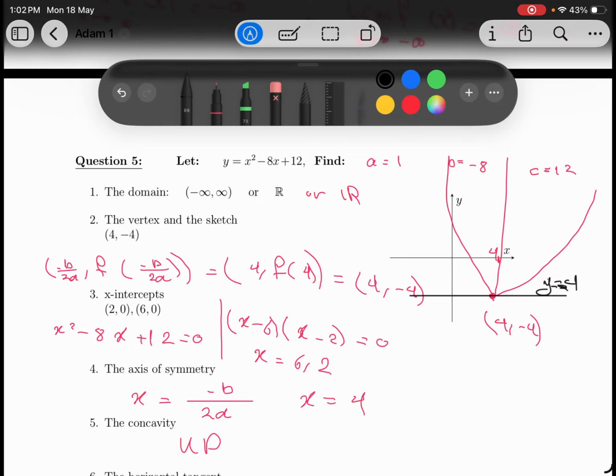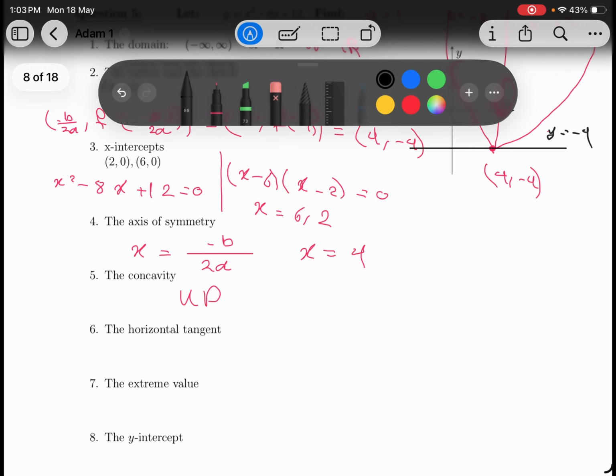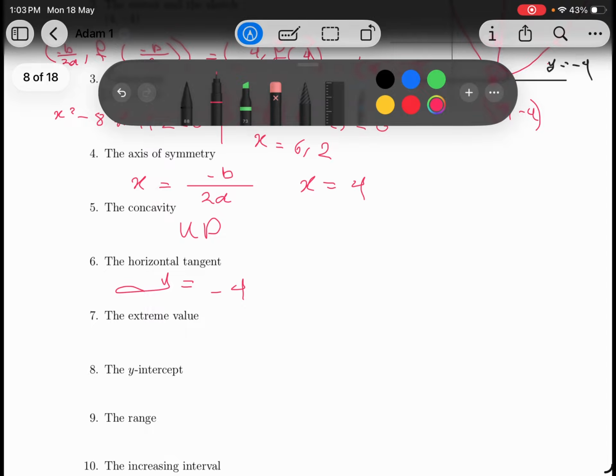It touches this parabola exactly at the vertex, and its slope equals 0, as you know, guys. Okay, so this one here, y equals minus what? Minus 4. So y equals minus 4 is the only horizontal tangent for this parabola.